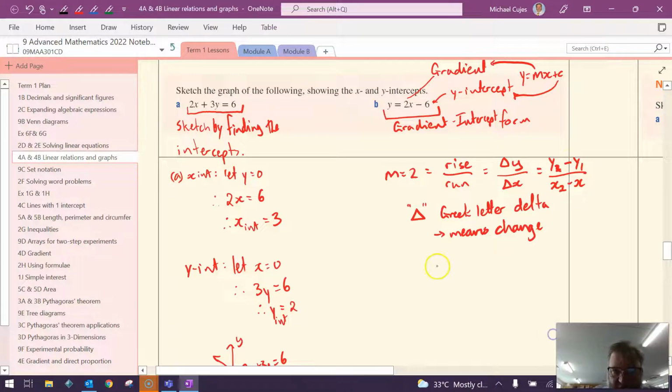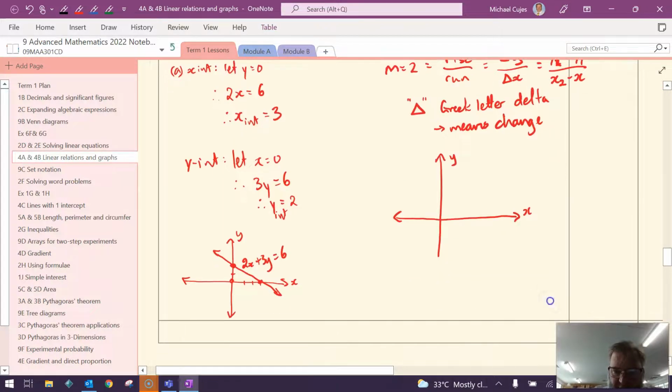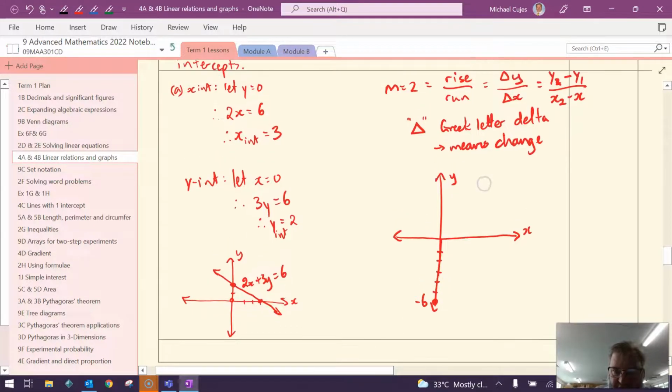So how do I sketch one when I know the gradient and the intercept? Well, first thing I do is I know the y-intercept. So once I've got my sketch here, got my axes all ready to go, 1, 2, 3, 4, 5, 6, my y-intercept is at negative 6. My gradient is 2, which means the rise divided by the run. 2 is the same as 2 over 1, isn't it? So I've got to go rise by 2 for every 1 that I go across. So I've got another point that it goes through.